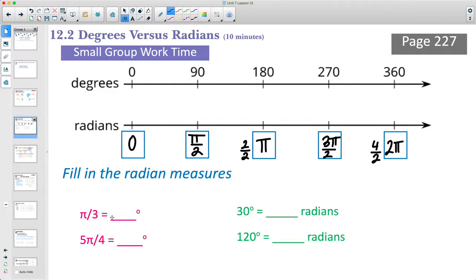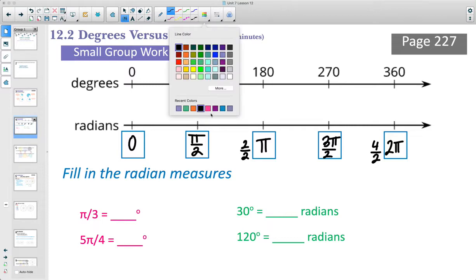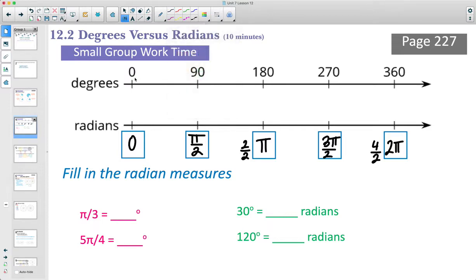So for pi over 3 radians, how many degrees would that be? And so you certainly could realize that you're taking this pi here and splitting it into 3 equal parts. So you want to do a similar thing to 180. So divide 180 into thirds. So 180 divided by 3 gave us 60 degrees for that angle.